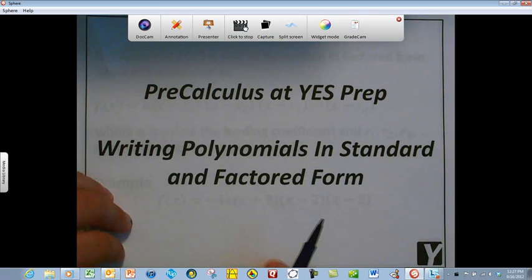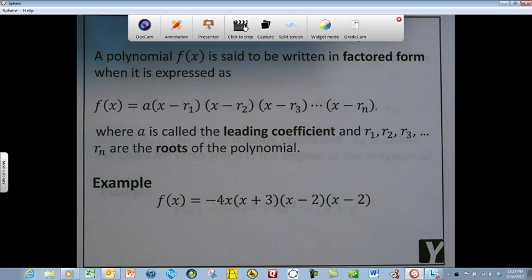All right, well, we are going to start a video that we're going to be using in our pre-calculus course. The title of this video is Writing Polynomials in Standard and Factored Form. Before we actually get started with doing a whole lot of fun math, let's start with some definitions.